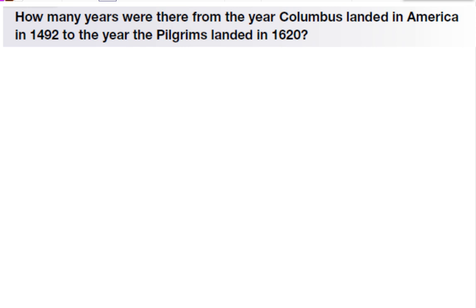Another type of subtraction problem is called an elapsed time, when we're trying to figure out how much time has passed. To solve this one, again, it's a subtraction problem, and we have the later year, or the year that's the biggest, minus the earlier year is going to equal my difference.